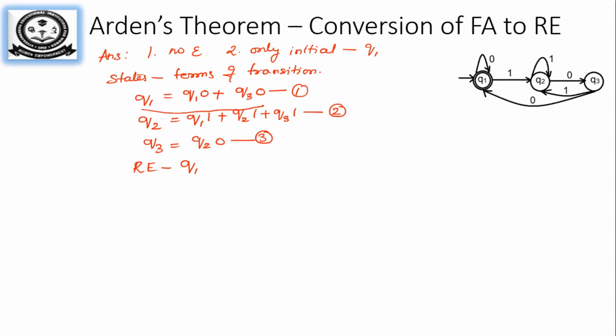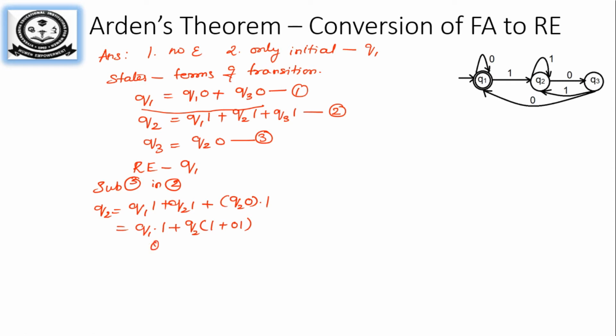First, let me substitute 3 in 2. The second equation is Q2 is equal to Q1 of 1 plus Q2 of 1 plus, instead of Q3, you are going to substitute Q2 of 0 into 1. Now we will minimize this equation. Q1 of 1 plus Q2 of 1 plus 0, 1.